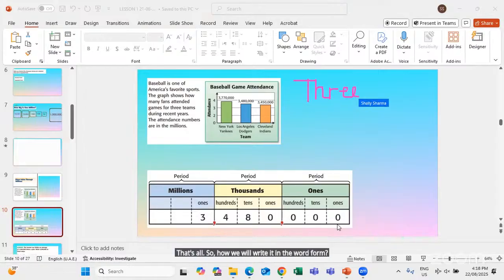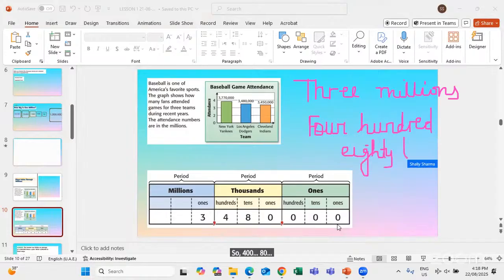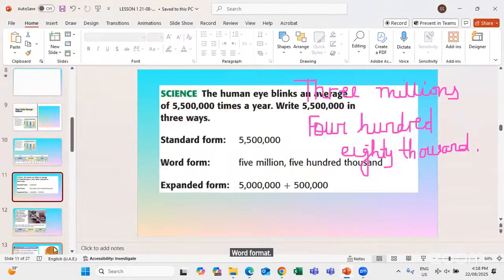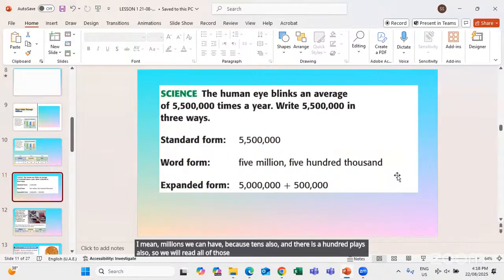So how will we write it in word form? 3 million, then we have 480, so 480,000. That's all. This will be the way to write the number in word format. Now, sometimes we can have numbers even bigger than that. Millions we can have with tens also, and there is a hundreds place also. So we will read all of those kinds of numbers as well.